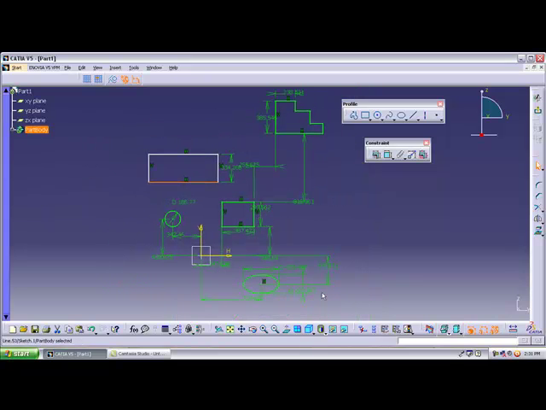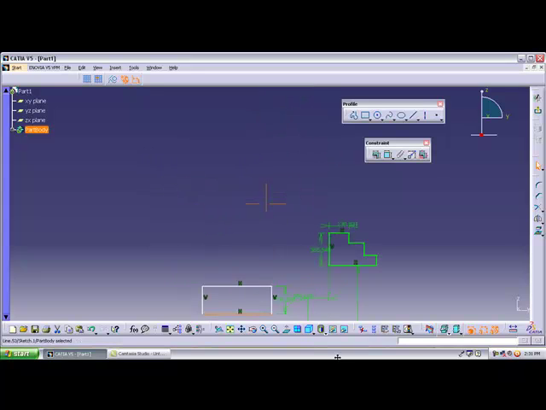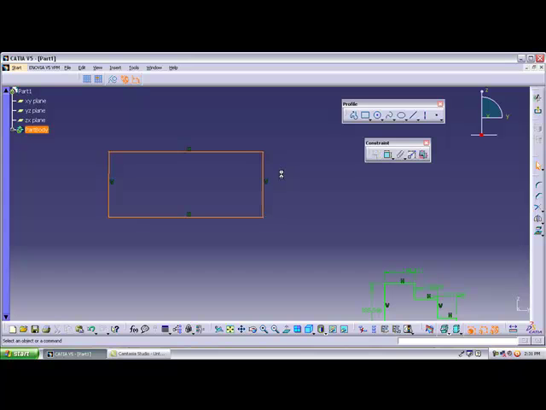Okay? So up to now, we have drawn a profile shape. Right now we drew a rectangle shape, and we consider it as a monitor. So what we did after that, we applied the dimensional constraints.